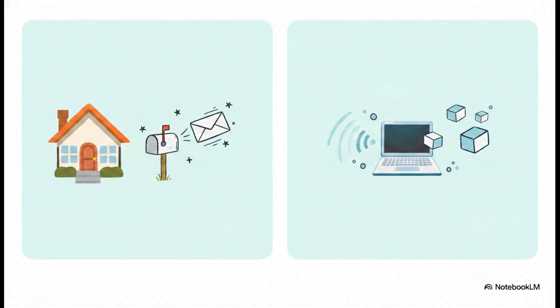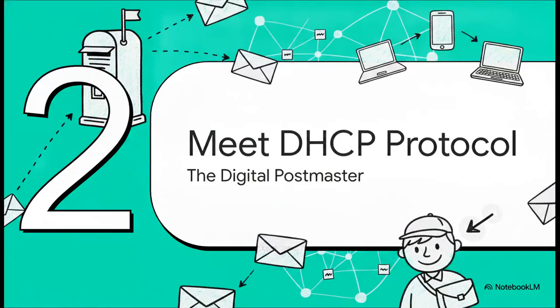Well, the exact same logic applies to the digital world. Every single phone, laptop, or smart TV needs an IP address, an Internet Protocol address, to enter the Internet and receive data packets. Without this unique digital address, your device simply doesn't exist on the network. It's totally invisible. Which brings us to Section 2, meet the DHCP protocol.